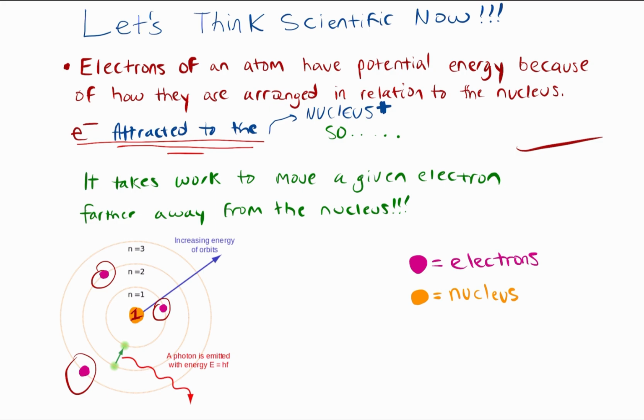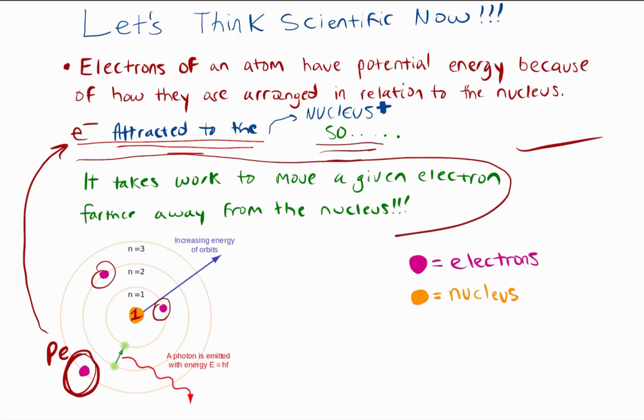Correct. The one that will have the highest potential energy would be this one here, right? Remember, because it's based on location. So I kind of jumped ahead a bit, but this electron will have the highest potential energy. Why? Because these negatively charged electrons are attracted to the positive nucleus. So it takes work to move a given electron farther away from the nucleus.